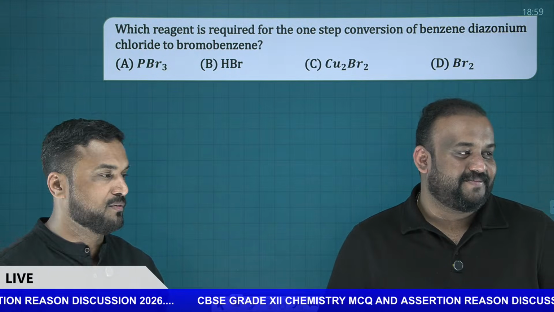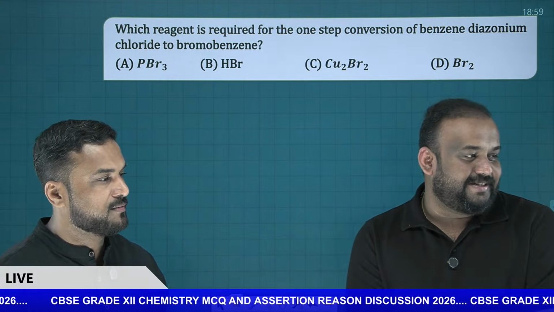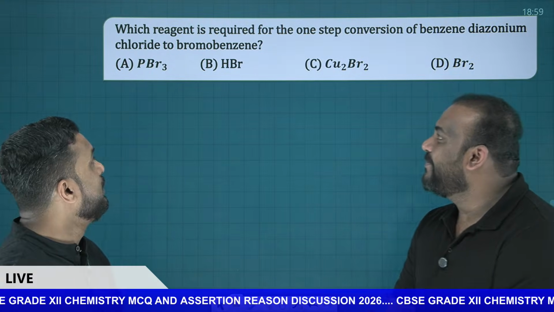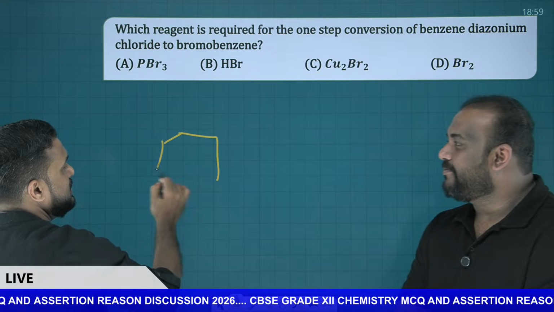You will get the same name reaction only. Right, so it is Sandmeyer's reaction, like everybody has answered. See option C, almost all answered the same. Yes, correct. So the reagent, see, benzene diazonium chloride. You know that one, benzene diazonium chloride.